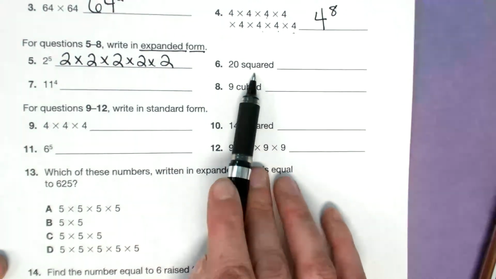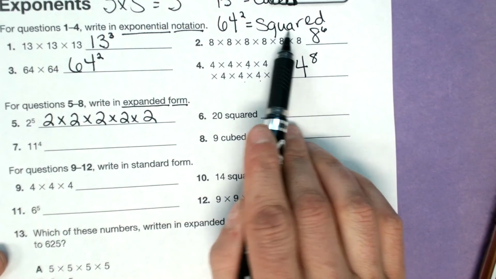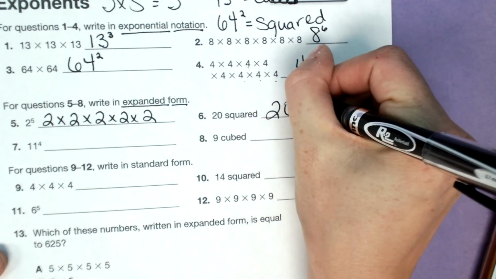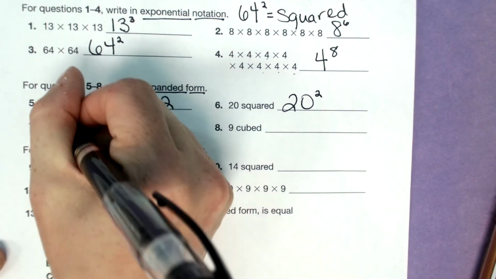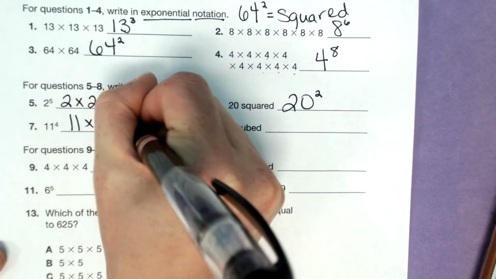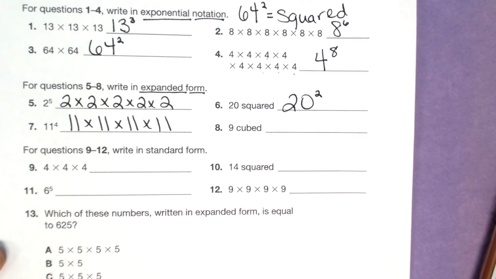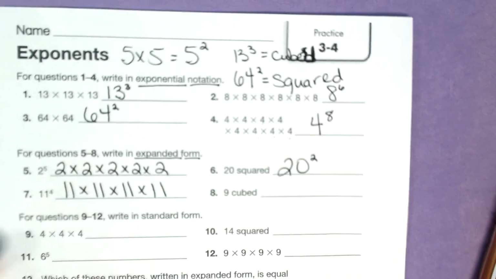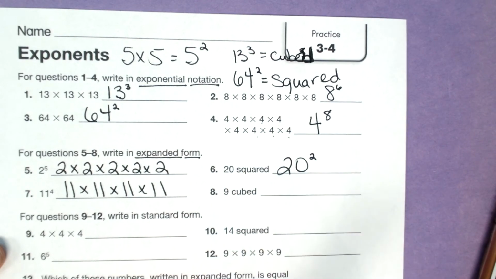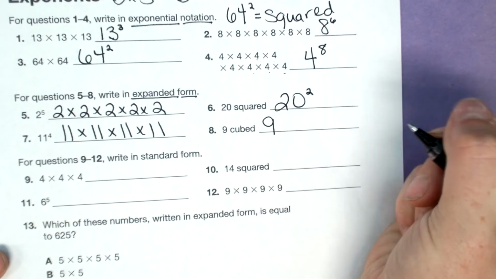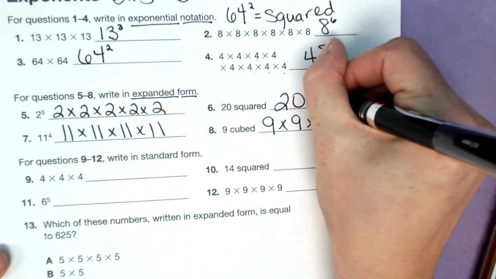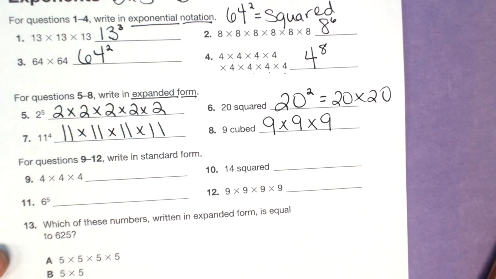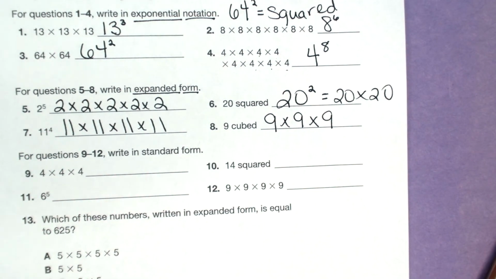The next one says 20 squared. Remember, we learned that up here. If it's squared, it's to the power of 2. So 20 squared or 20 to the power of 2. Number 7, we're going to write 11 4 times. 11 to the power of 4. For number 8, that's 9 cubed. Remember up here, if it's cubed, that means it's to the power of 3. So 9 times 9 times 9. Oop, I messed up on number 6. That should be 20 times 20. I didn't write it in expanded form. We fixed it.